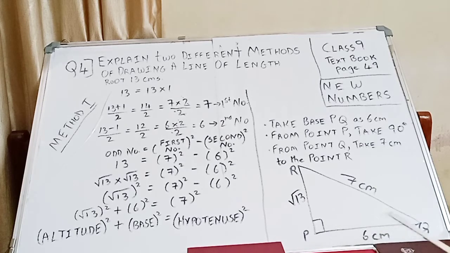Firstly we need to draw the base and then the hypotenuse. Automatically you will get the altitude. Once you draw this, the working and this, you will get full marks. Okay, that's it. Thank you.